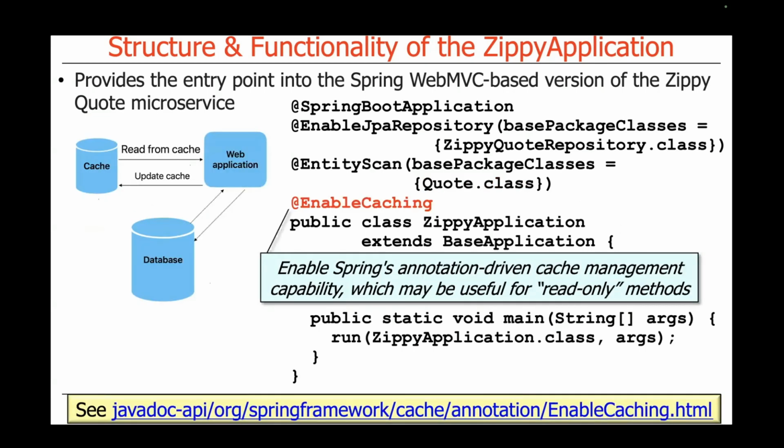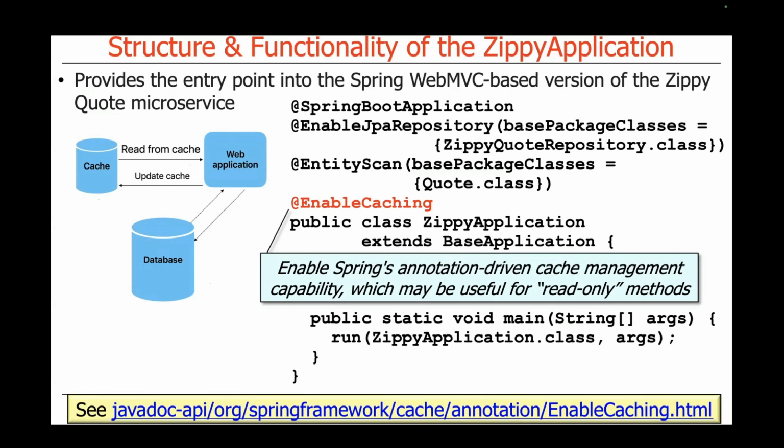The next annotation we're going to use here is enable caching. And this tells the application to use Spring's annotation-driven cache management capability, which is often useful for so-called read-only methods. For example, methods that would return the list of quotes. Those conceivably don't change. We have a fulsome list of Zippy quotes at the beginning. They're put in the database, and once we start, they never are updated.